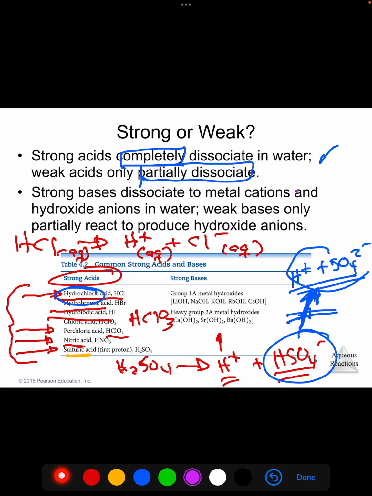Let me go to purple. Strong bases are things like sodium hydroxide. You know it as lye. Potassium hydroxide has also been historically referred to as lye. And less commonly, because it's expensive, lithium hydroxide, rubidium hydroxide, and cesium hydroxide, the group 1 bases. Some of the group 2s form strong bases. Calcium, strontium, barium hydroxide are pretty common ones, but there are lots of other weak bases. Ammonium hydroxide comes to mind, that do not dissociate completely.